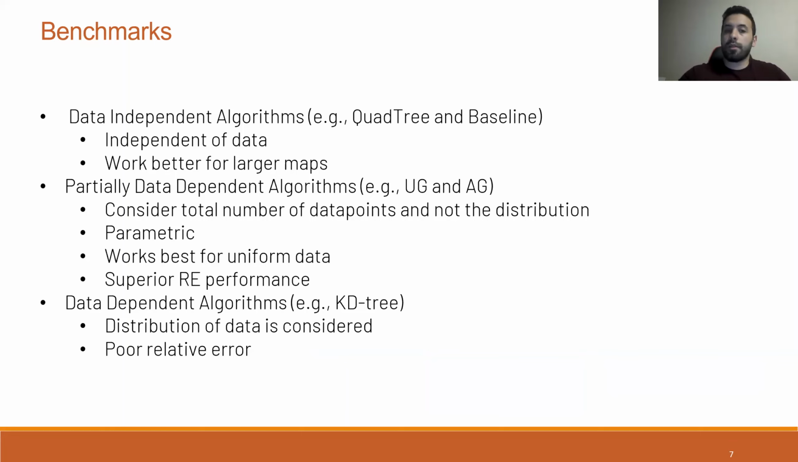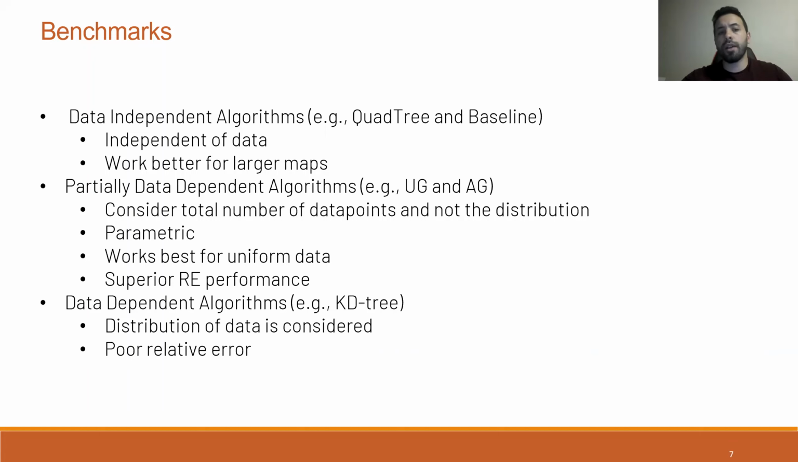Prior work on approaches for achieving private histograms can be categorized into 3 groups. The first one is data-independent algorithms such as flat-tree, which do not really depend on the distribution of the users and counts on the map. They have shown a better performance for larger maps.